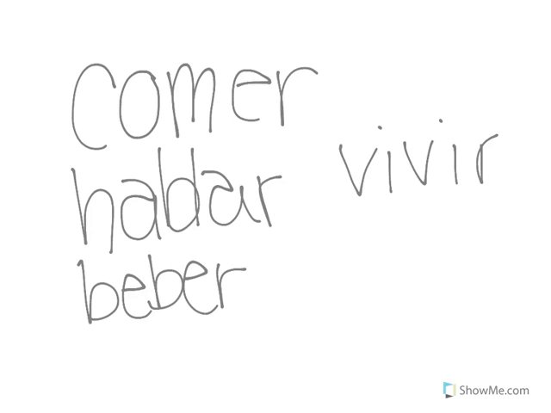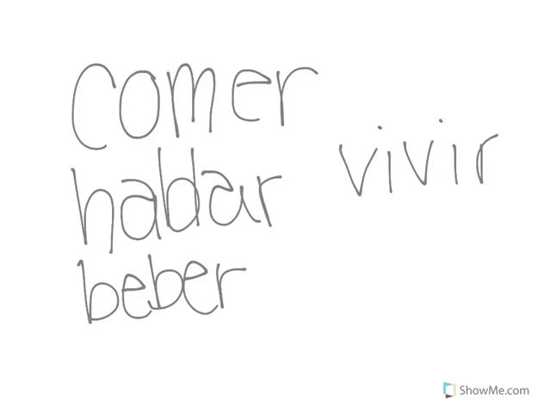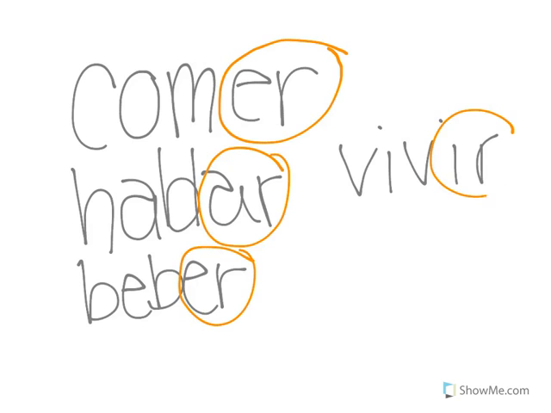What I'm going to do is I'm going to ask you to take a couple seconds and just kind of see if you can identify the ending. Now let's look back at this page. It's always going to be an AR, an ER, or an IR at the end of the word. So go ahead and see if you can identify them. Alright, so the ER is here, the AR, the ER, and the IR. Perfect, so we have an example of each kind.